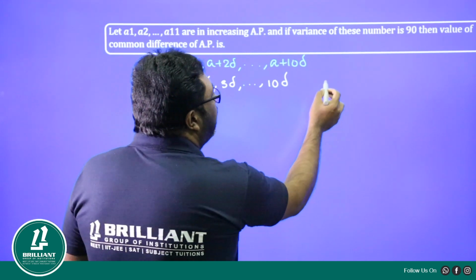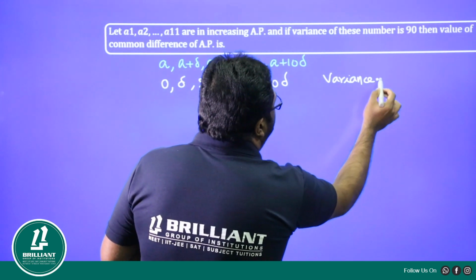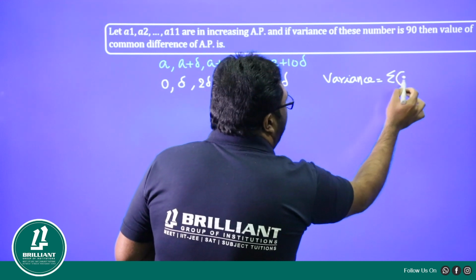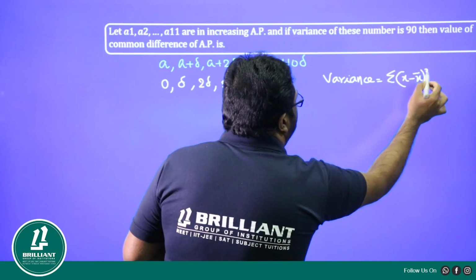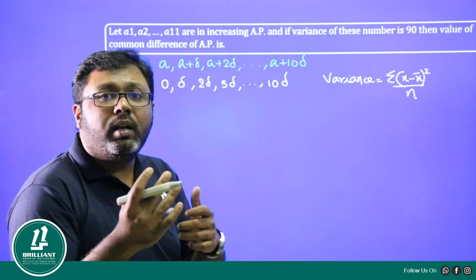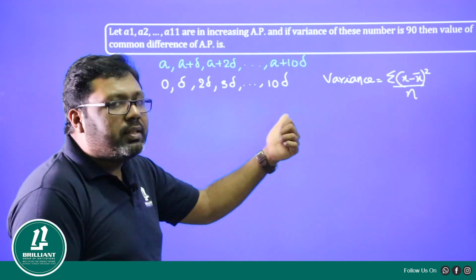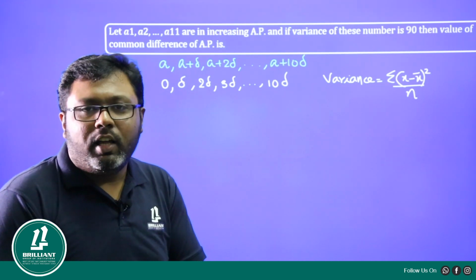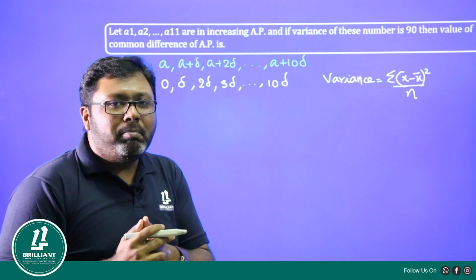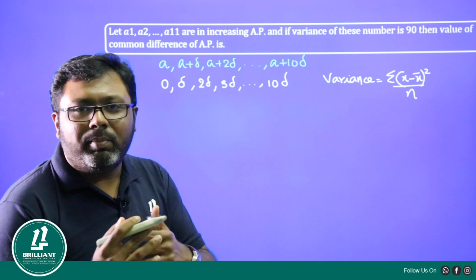You know the formula for variance? What is the formula for variance? The formula for variance is the sum of (x minus x bar) squared, divided by n. X bar is the arithmetic mean of the numbers. I know this is an arithmetic progression. Now, you know how to find the arithmetic mean of two numbers in an arithmetic progression, right? Add the two numbers and divide by 2.